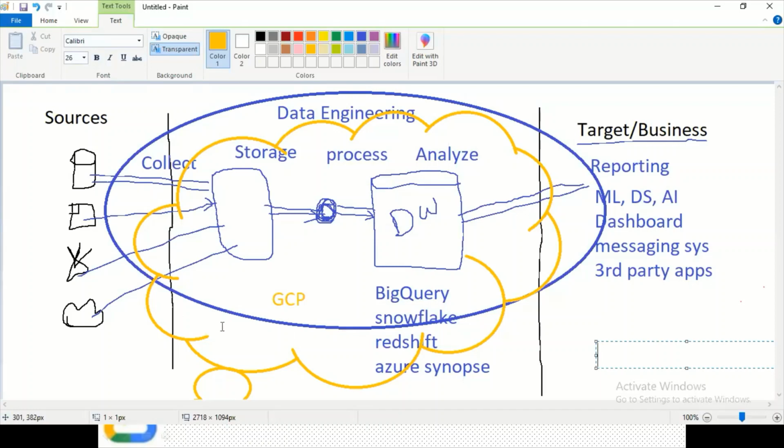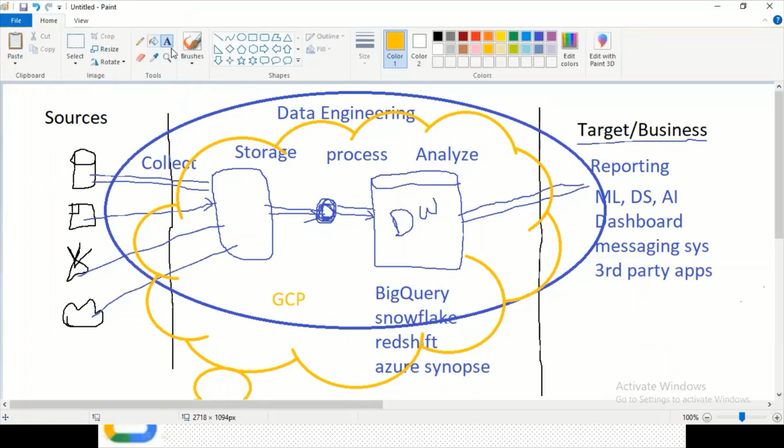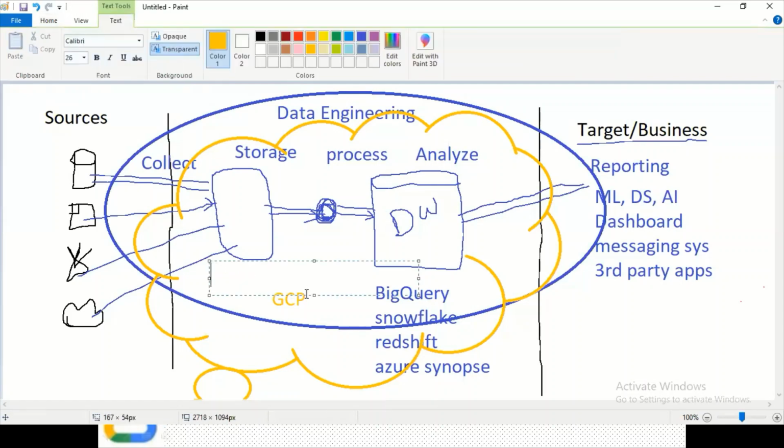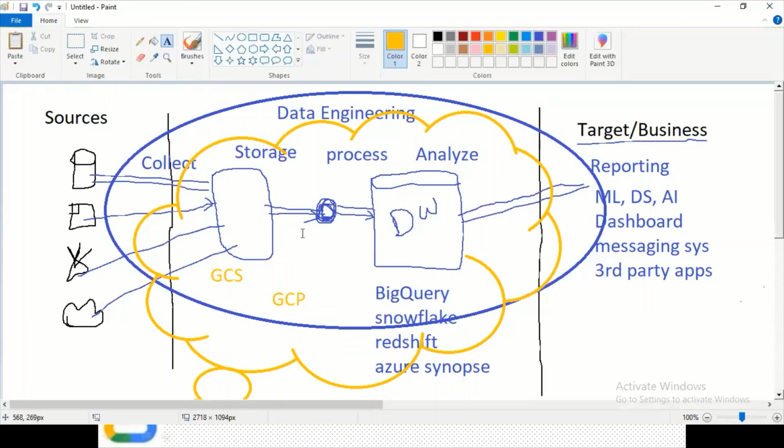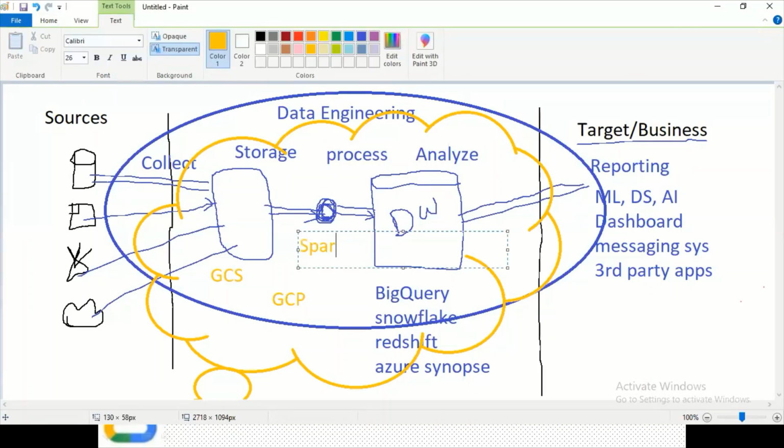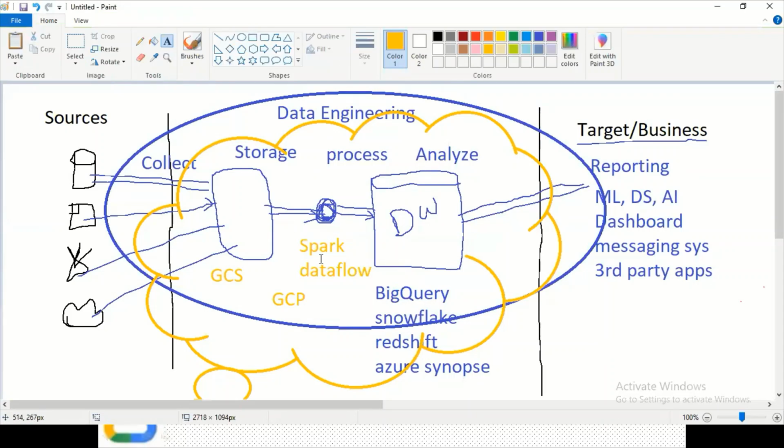So I hope you understood what exactly a data engineer does and where we exist in the IT industry. Collect, store, process, analyze with some technology. I'm not putting the technologies here. The storage is GCS, Google Cloud Storage, like S3 in AWS, Blob in Azure. For processing, we are using Spark, Dataflow kind of tools. I will talk about the technical names later, but I'm giving an overview from end to end of what exactly a data engineer will do.